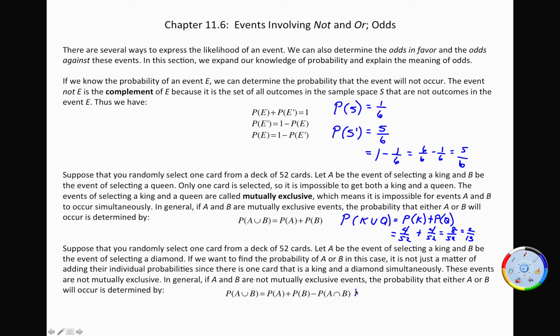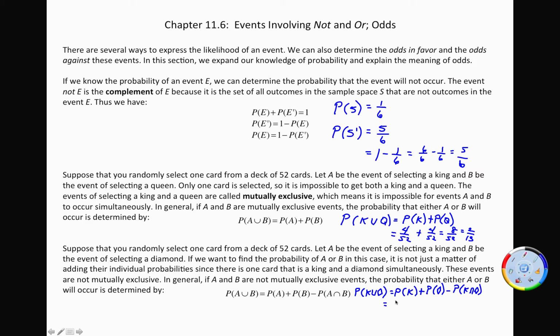If I wanted to know what's the probability that I'm going to get a king or a diamond, then it's the probability that our card is a king plus the probability that the card is a diamond minus the probability that the card is a king and a diamond simultaneously, at the same time.